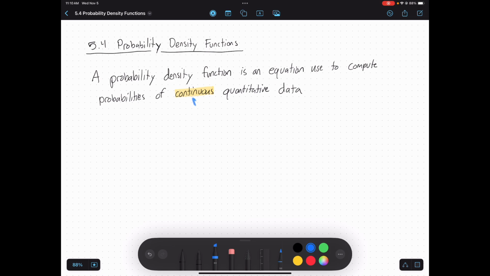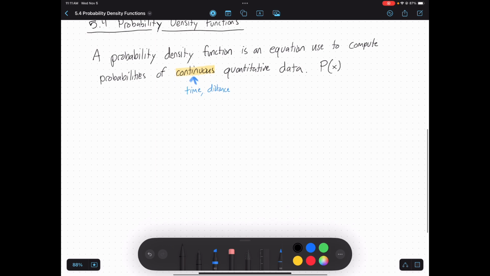What do I mean by that? Well, good examples of this are things like time, which is continuous, or distance, anything where you're not restricted to just whole numbers. You can have fractions, you can have decimals, that counts as continuous quantitative data. So a probability density function is something that we can use to actually compute probabilities. The notation we like to use for probability density functions is a capital P. So my function would be capital P of x, where x represents whatever continuous data you're measuring.